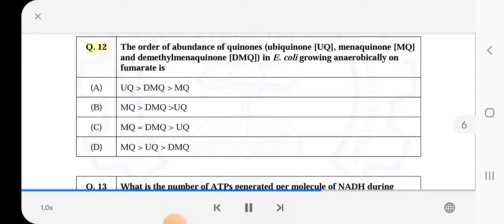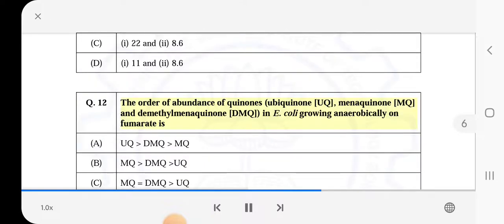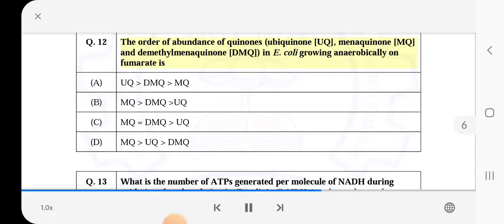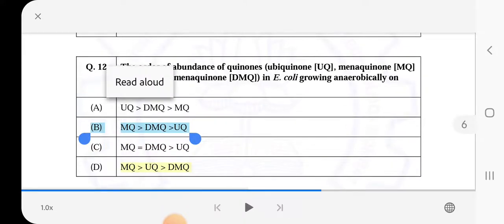Q.12 The order of abundance of quinones ubiquinone UQ, menaquinone MQ, and dimethylmenaquinone DMQ in E. coli growing anaerobically on fumarate is A. UQ greater than DMQ greater than MQ. B. MQ greater than DMQ greater than UQ. C. MQ equals DMQ greater than UQ. D. MQ greater than UQ greater than DMQ.